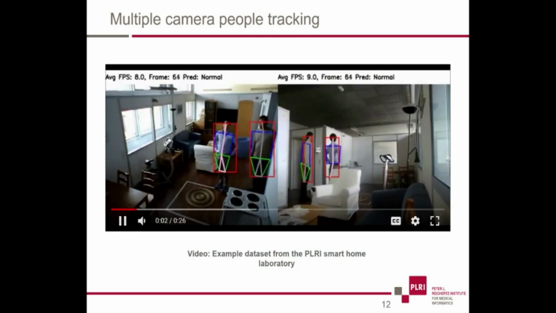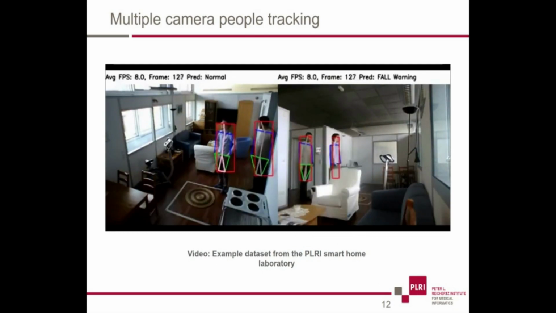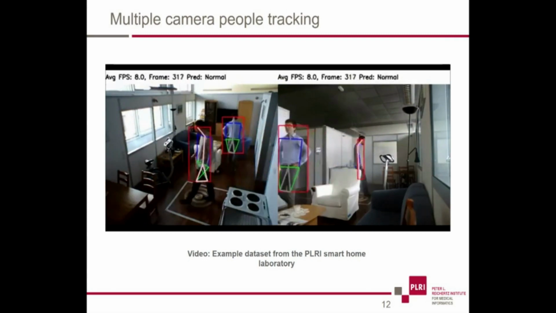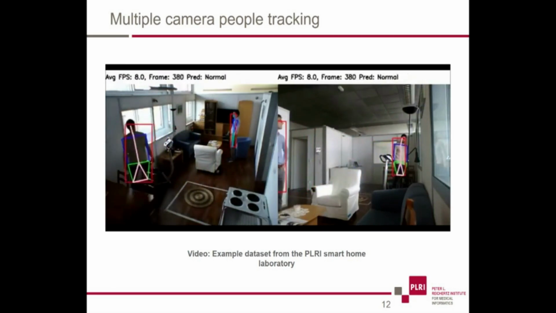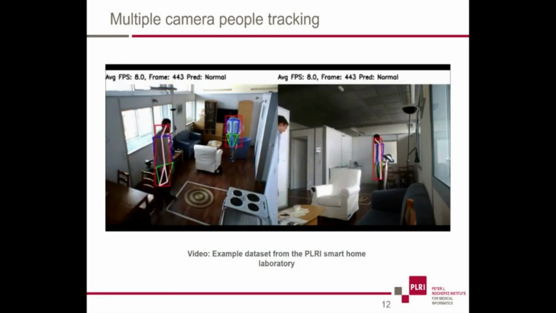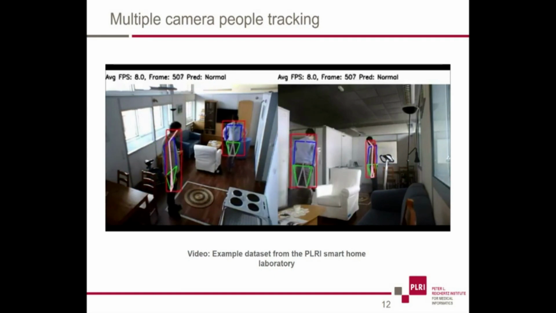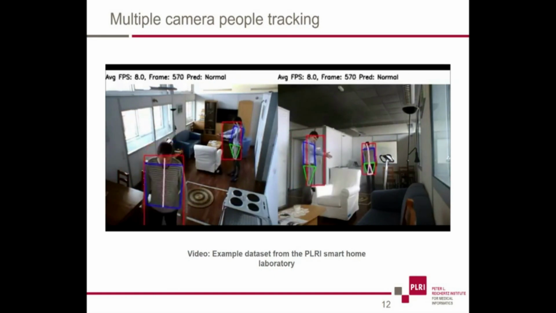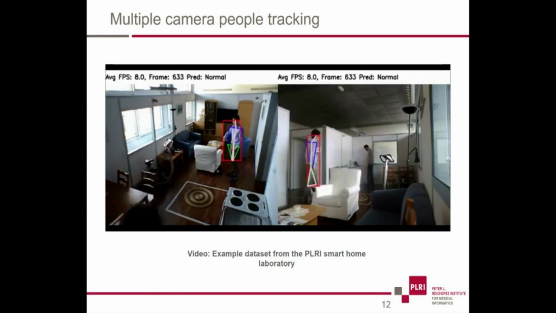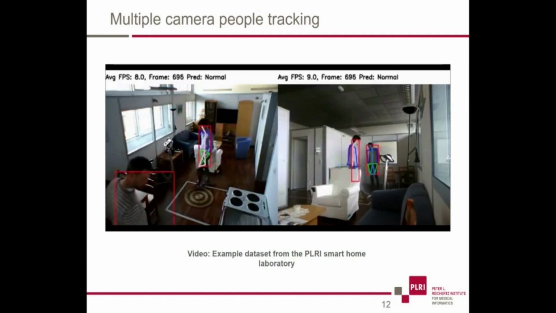This is a demo of our people tracking system. People who are identified in both cameras are given the same color. As you can see, the skeleton of the person in the gray shirt is pink in both frames. This shows that his key points from camera 1 have been successfully mapped to his key points in camera 2.